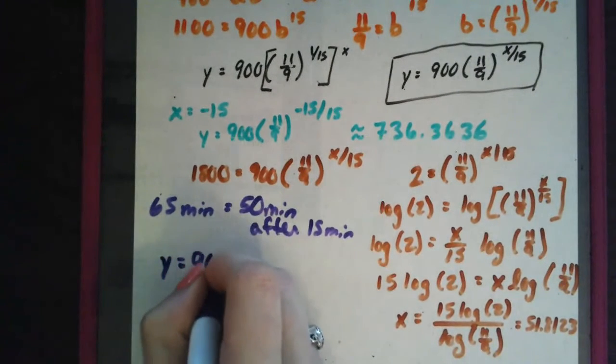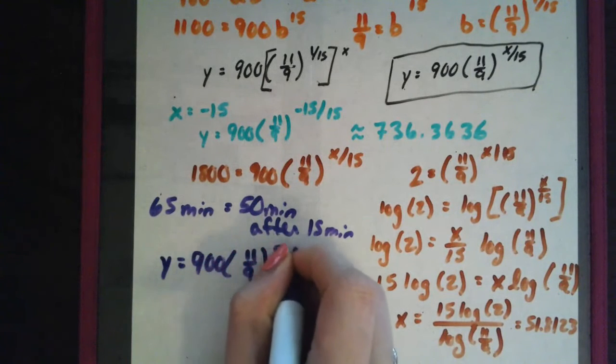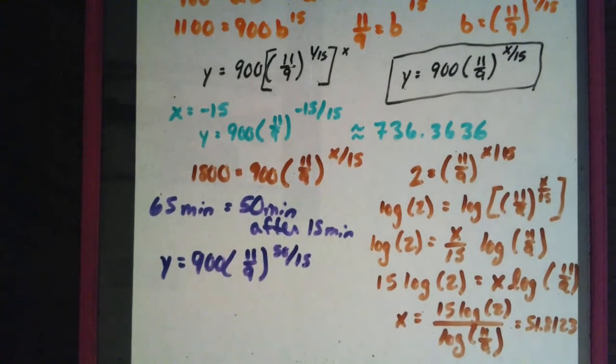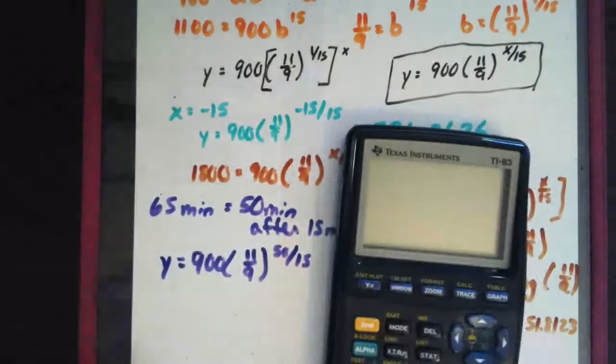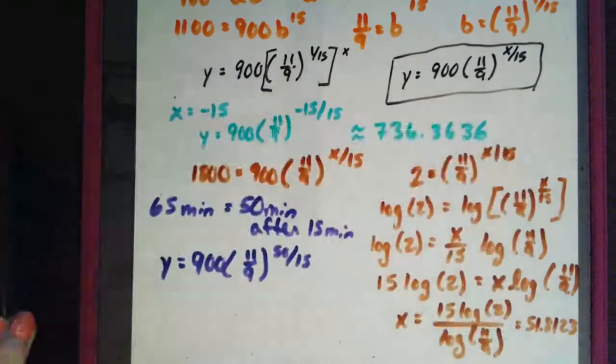So y will be equal to 900 times 11 ninths raised to the 50 over 15. And 900 times 11 ninths raised to the 50 over 15 looks like 1756.8840.